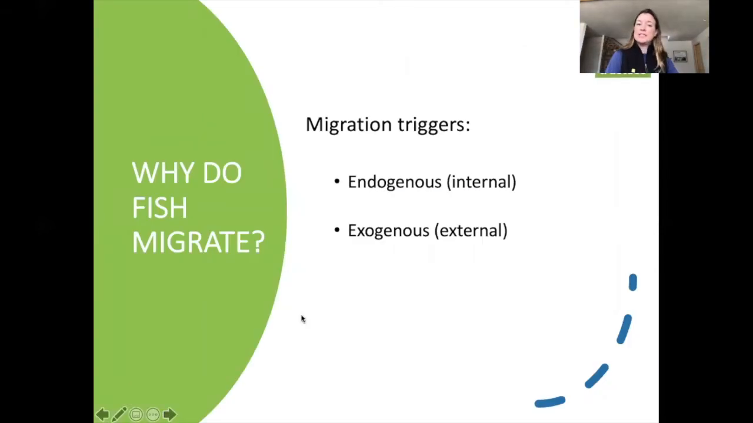So our next question is, why do fish migrate? It's a valid question, right? There are quite a few migration triggers for fish. And we touched on that a little bit when we were talking about diadromous migration at the beginning of the lesson. But there are two different types of migration triggers, and we're going to talk about that next. We have internal triggers and external triggers. So endogenous and exogenous triggers.